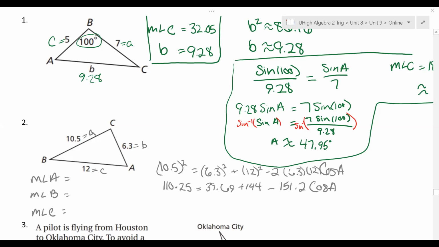So then I'm going to subtract 39.69 and 144 over to the other side and get that this is negative 73.44 equals negative 151.2 times the cosine of A. Divide both sides by 151.2, and I get that the cosine of A equals negative 73.44 over negative 151.2.